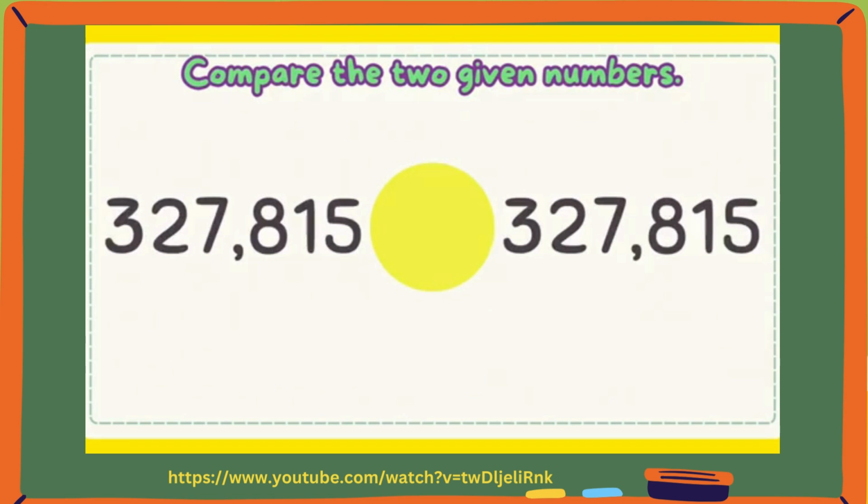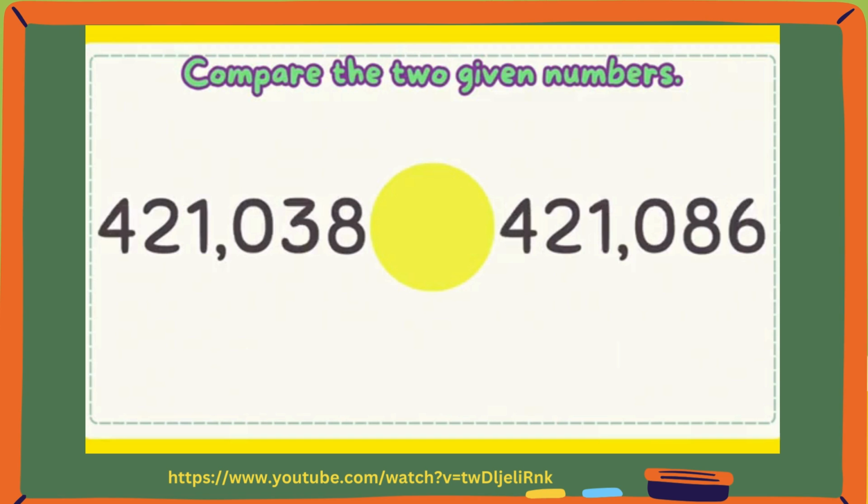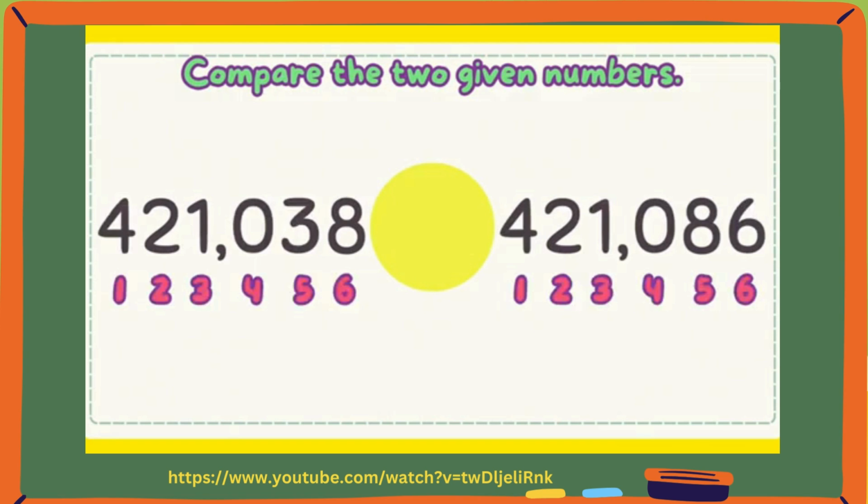Another set of numbers. Let's compare them. As you can see, they have the same number of digits, and the digits are all the same. That means we will use the equal sign. So, 327,815 is equal to 327,815.